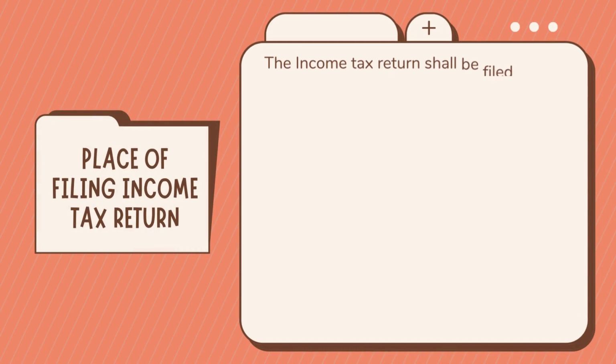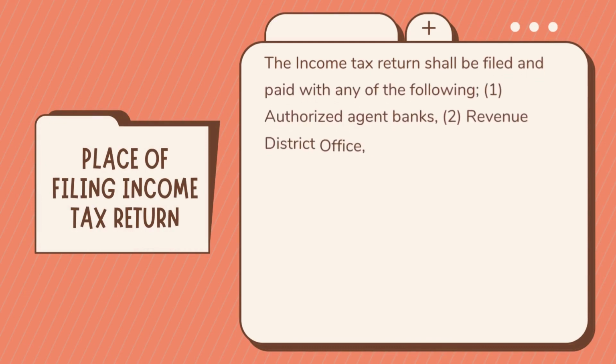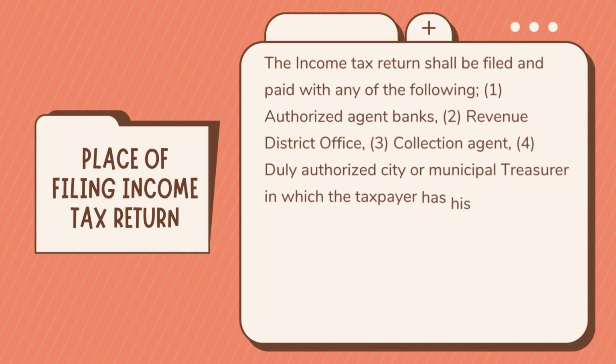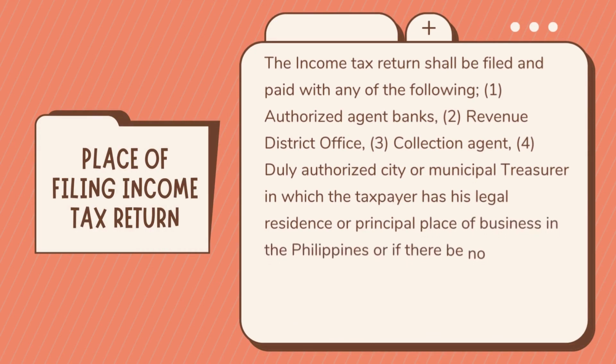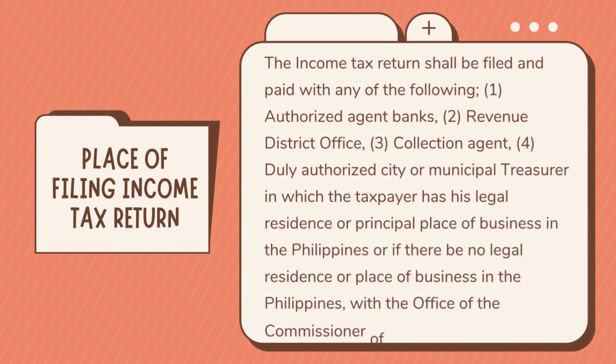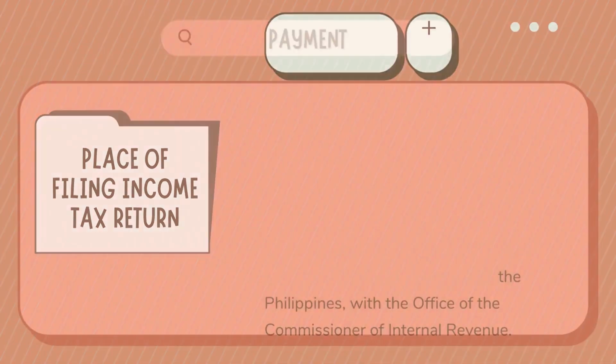And now, the where. Where is the place of filing income tax return? The income tax return shall be filed and paid with any of the following. Number 1, authorized agent banks. Number 2, revenue district office. Number 3, collection agent. And number 4, duly authorized city or municipal treasurer in which the taxpayer has his legal residence or principal place of business in the Philippines. If there be no legal residence or place of business in the Philippines, the ITR shall be filed with the Office of the Commissioner of Internal Revenue.